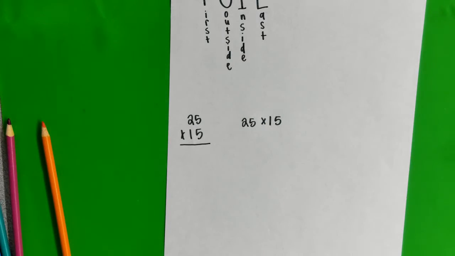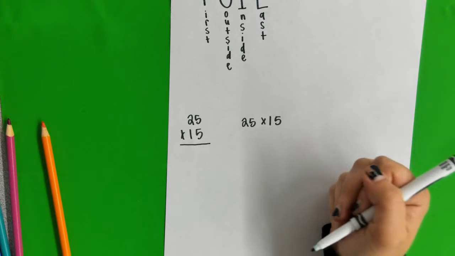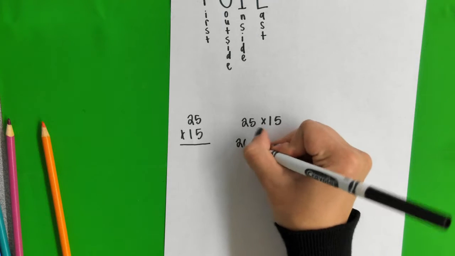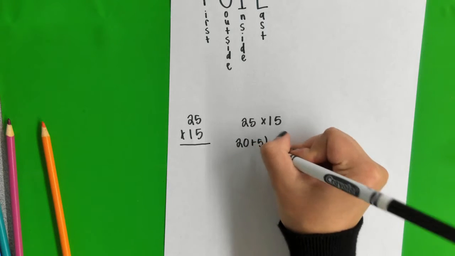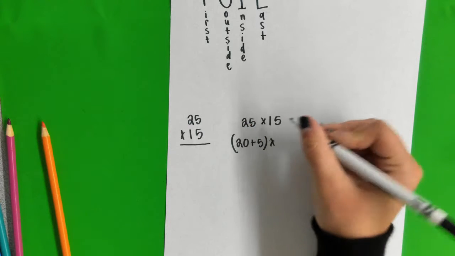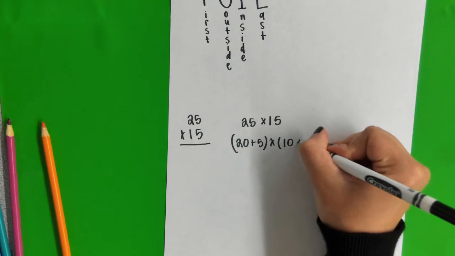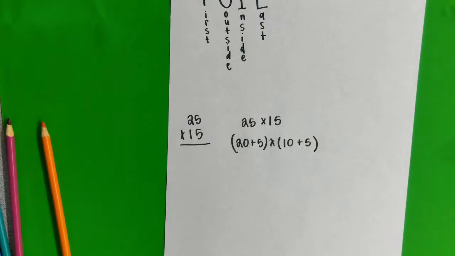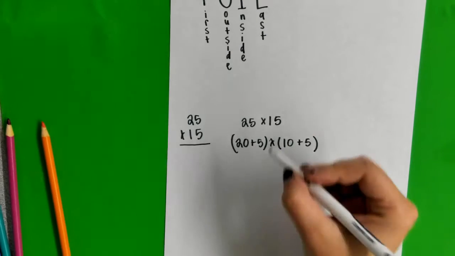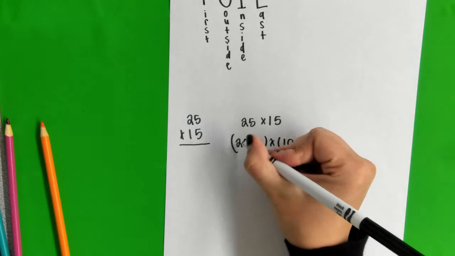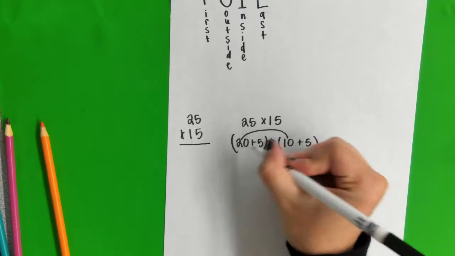And when I first start doing this, it can be a little bit hard to see, so I still like to break it up into expanded form. So 25 turns into 20 plus 5. And 15 turns into 10 plus 5. And now I can FOIL everything out. So my first numbers on either side of my multiplication sign. First is 20 times 10.